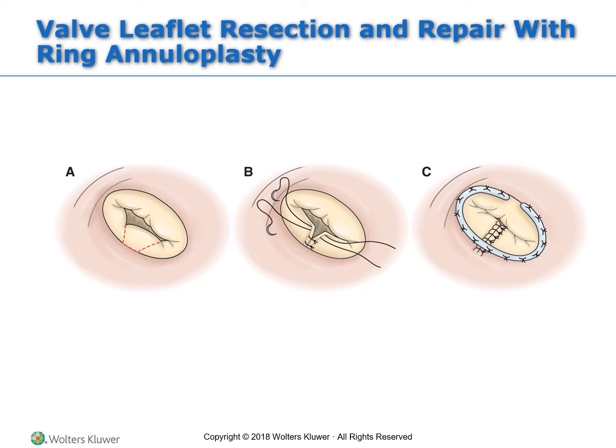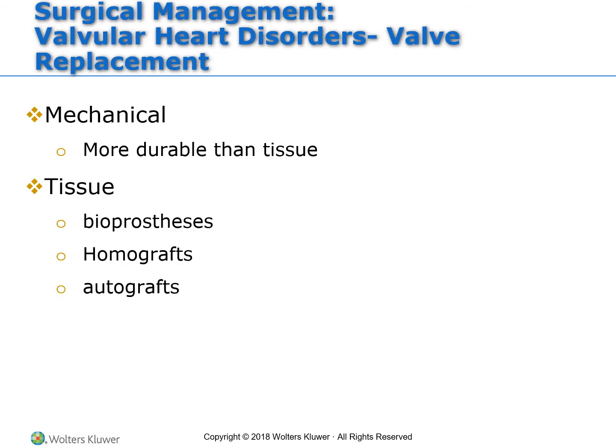They can actually resect the leaflet as well. And so when they do that, the leaflet resection is just removal of excess tissue from the leaflets, and then they can put the ring around it. As far as surgical management, most patients are given general anesthesia. They will be on cardiopulmonary bypass, so you'll need to monitor for complications of that post-op.